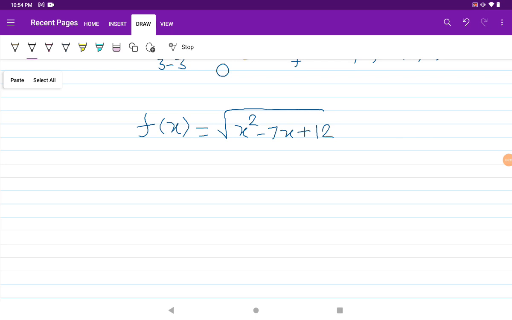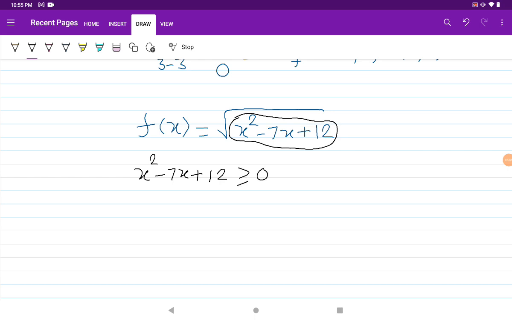So if I ask you to find the domain of this function, this function is defined only when the value inside the square root is greater than or equal to 0. Any root of a negative number is not defined. Okay, so first we have to consider that x square minus 7x plus 12 must be greater than or equal to 0. Now we have to solve this inequality.